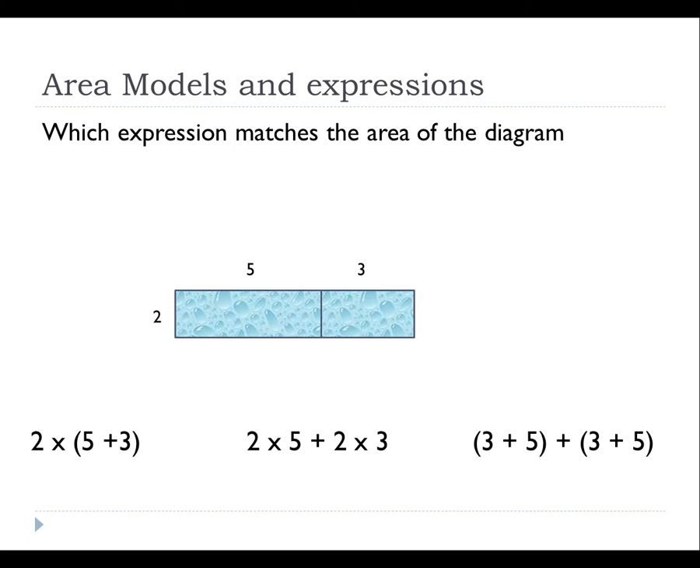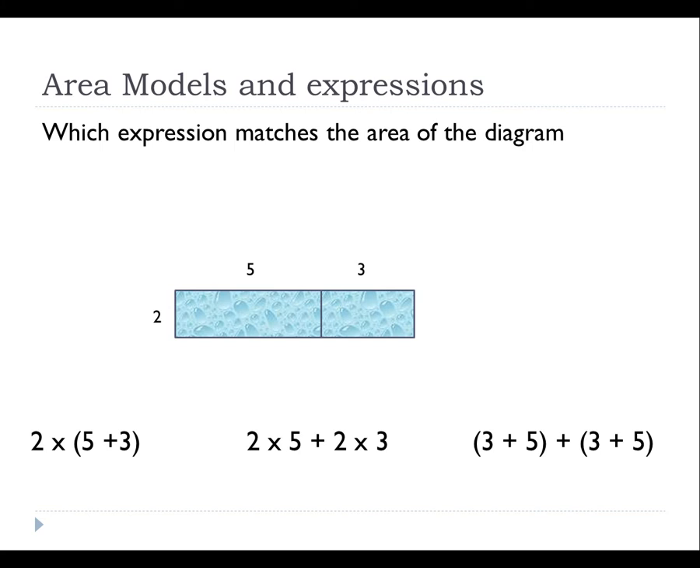So it says here, which expression makes the area of the diagram? Would it be 2 times the quantity 5 plus 3? Or would it be 2 times 5 plus 2 times 3? Or would it be 3 plus 5 plus 3 plus 5? What's your thoughts, Avery? 2 times 5 plus 2 times 3?